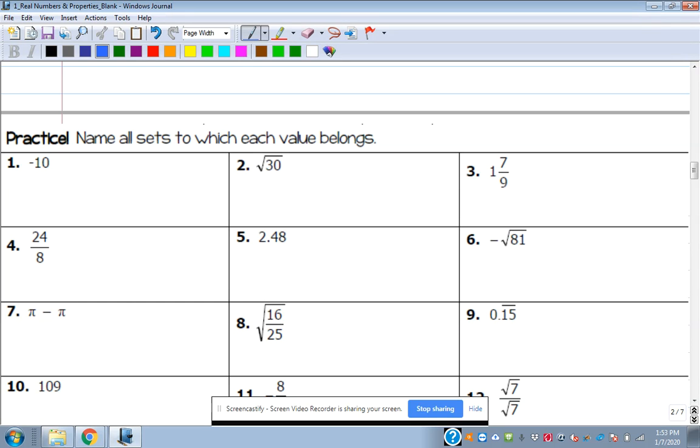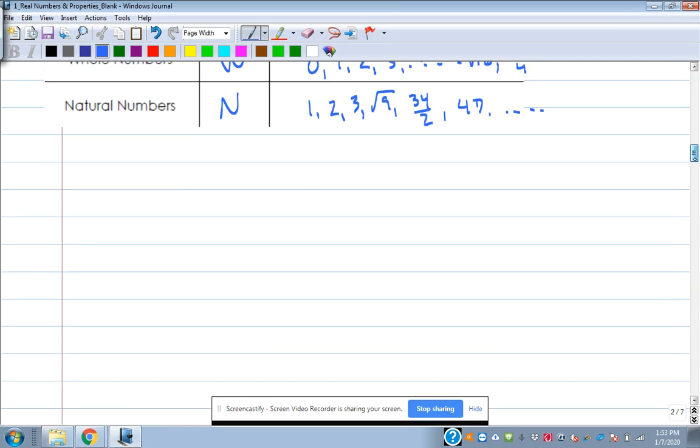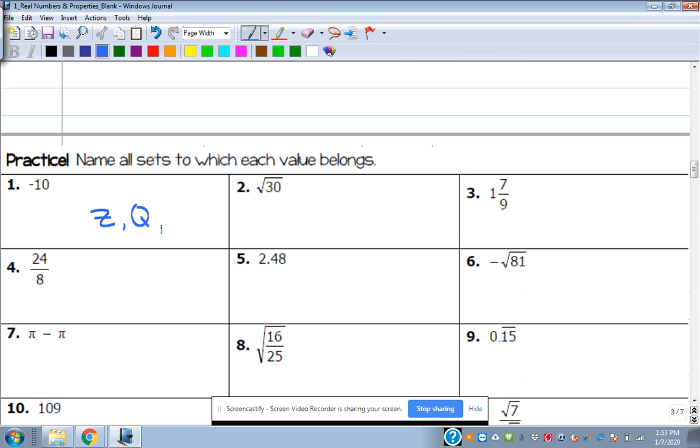-10. So let's try to get it into the inside most bucket that it goes in. So what kind of number is -10? It's an integer because it's a negative whole number, right? So that's an integer. So we're going to call it a Z. But the integer bucket sits inside of what bucket? The rational bucket. So it's also a Q. But the rational bucket sits inside of what? The real numbers bucket. So it's an R as well. So this one is an integer, rational, and real. All 3 of those.